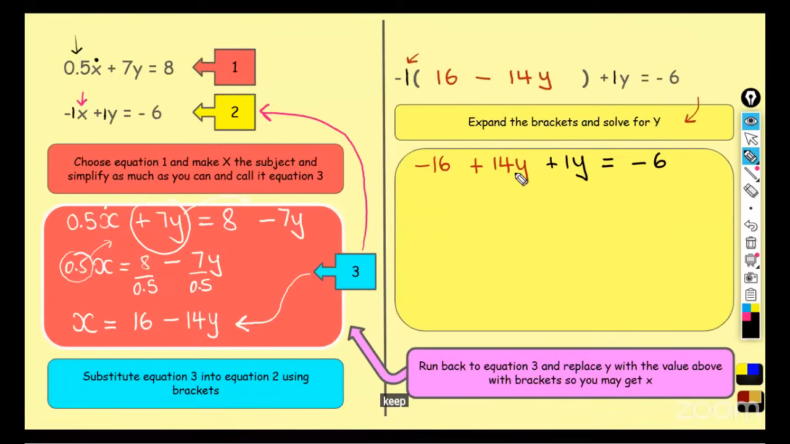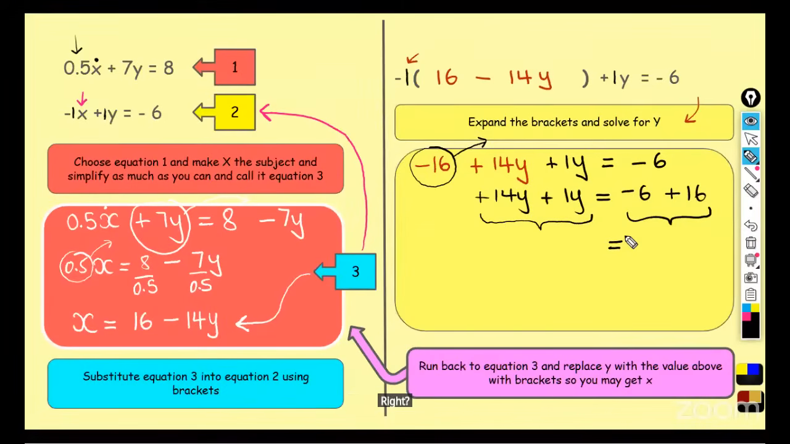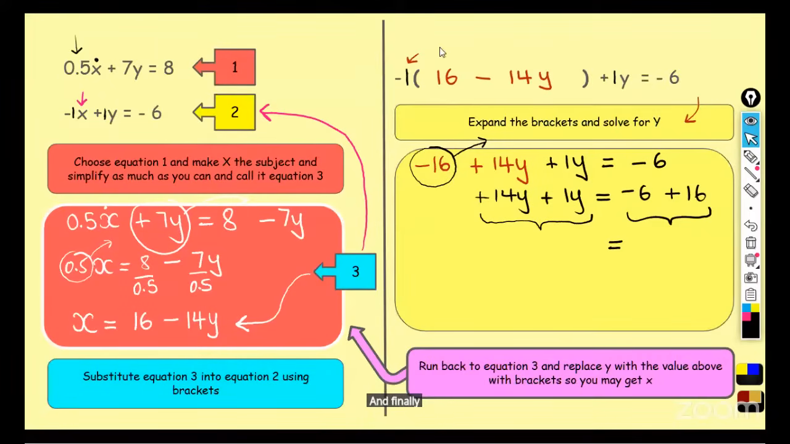Keep all the y's on one side and everyone else on the other side. Minus 16. Make sure you throw it across and you'll get what? Positive 16. When you throw across minus 16, you get positive 16. I'm going to give you a little jump start here. Simplify this and simplify this. And you should be able to get the value of y. And once you get the value of y, run back to equation 3, your most important equation, and finally solve for x. Take it from there.